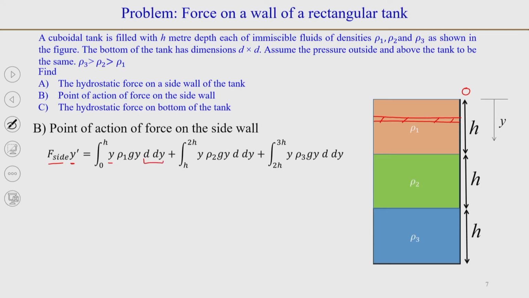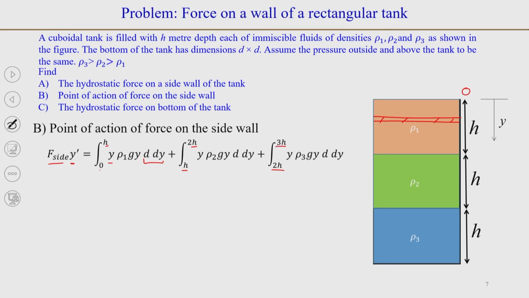Similarly, we will have for the second column where rho 1 will be replaced by rho 2, and for the third column rho 2 will be replaced by rho 3. And the integration limits for the first column are from 0 to h, for the second column h to 2h, and for the third column 2h to 3h.